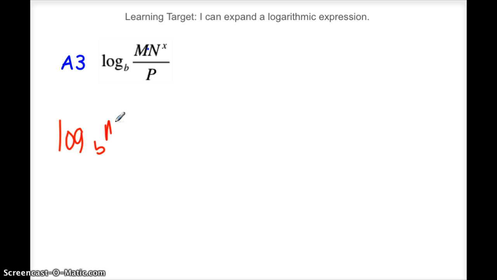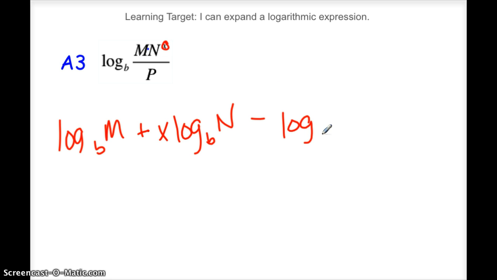Log base b of m plus, and I'm just going to go ahead and bring this power out, x log base b of n. Okay, so I broke up the numerator with addition, and for the sake of time, I went ahead and brought the power down in front of the log base b of n. Now, I've got this division bar, so that means subtraction, so we're actually going to subtract this log base b of p. And that would actually be the final expansion.